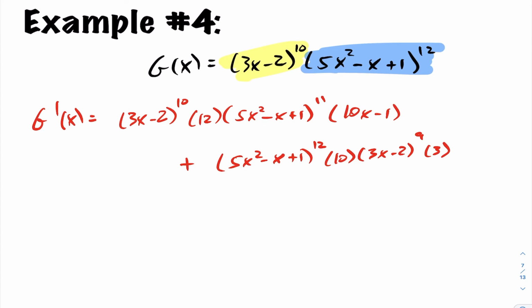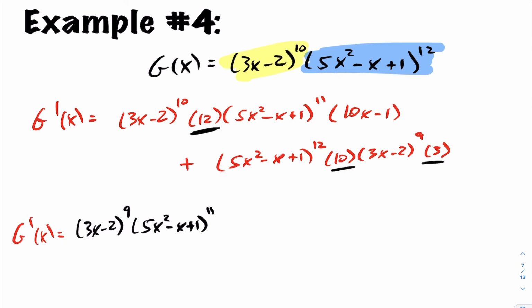Let's take a look at simplifying this expression a bit. Notice I have in both expressions a 3x minus 2 factor. So I can actually take out 3x minus 2 to the power of 9 out of this. Notice I also have a 5x squared minus x plus 1 to the power of 11 in both. So I can take out a 5x squared minus x plus 1 to the power of 11. And lastly, I have a coefficient of 12 here and a coefficient of 30. The greatest common divisor of 12 and 30 is going to be 6. So I can actually factor a 6 out of here as well.